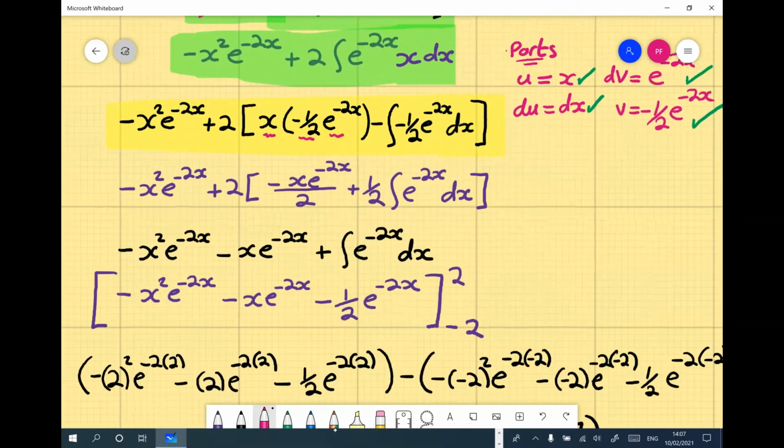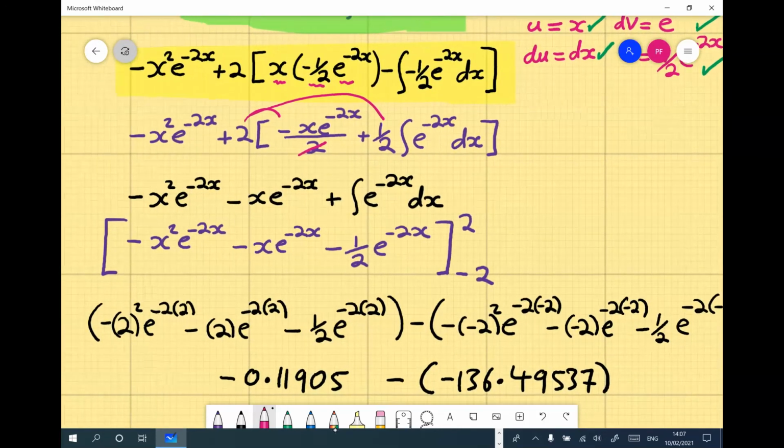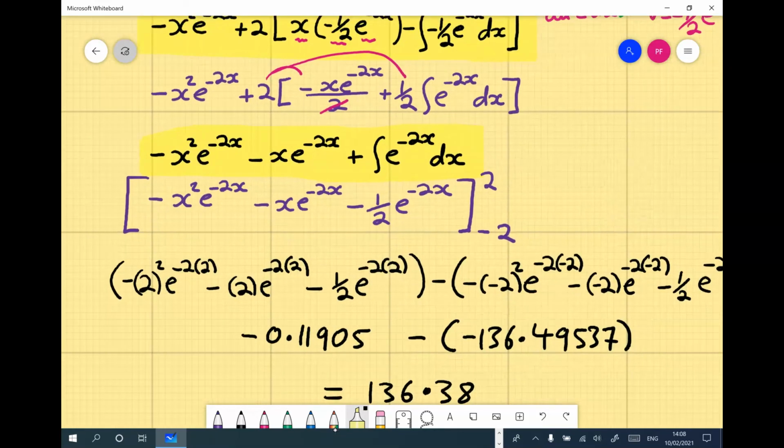Now I'm just going to multiply my 2 in. So when a 2 multiplies in here, it'll cancel with that 2. And then when I have a 2 multiplied by the half, that'll cancel as well, just giving me 1. So I'm then left with minus x squared times e to the power of minus 2x minus x e to the power of minus 2x plus the integral of e to the power of minus 2x dx. And that's something I can integrate. So my integral of e to the power of minus 2x is minus a half times e to the minus 2x. So my integration is now done.